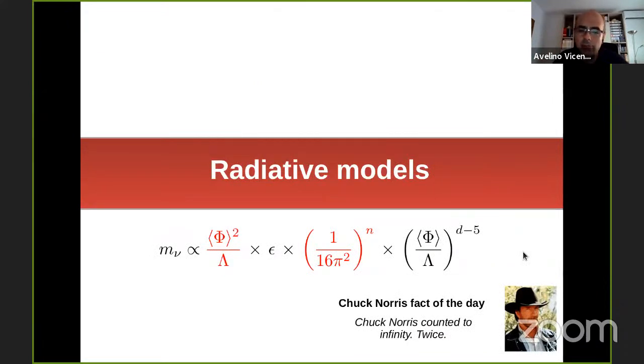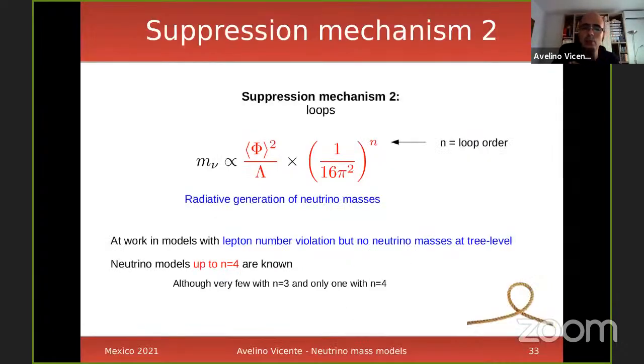Let me now move to the second mechanism to suppress neutrino masses, which is radiative models. In radiative models, the idea is to have neutrino masses not produced at tree level, but at some loop order. The idea in this case is to suppress neutrino masses with this 16 pi squared factor that appears for every loop. So the larger the loop order, the larger the suppression you will get for neutrino masses. There are many models of this type. Most of them appear at the one loop level, so one loop neutrino masses. But there are also models at 2 loop, at 3 loop, and even at 4 loop.